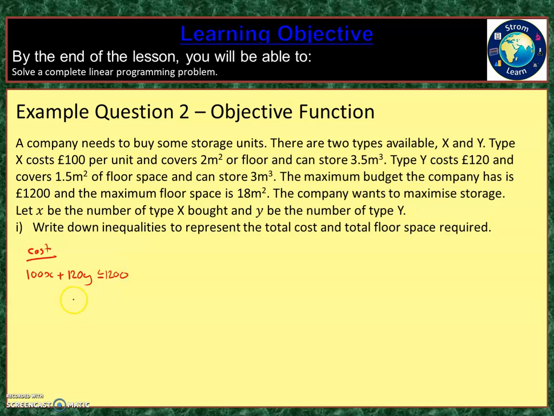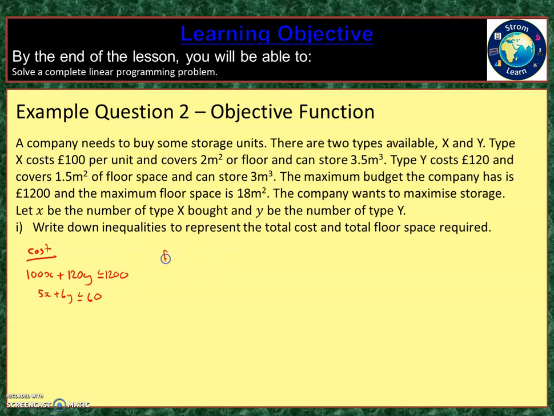And let's have a look. We could divide everything by 20, which will give us 5x plus 6y is less than or equal to 60. Okay, so that just gives us an inequality using the smallest possible integers.